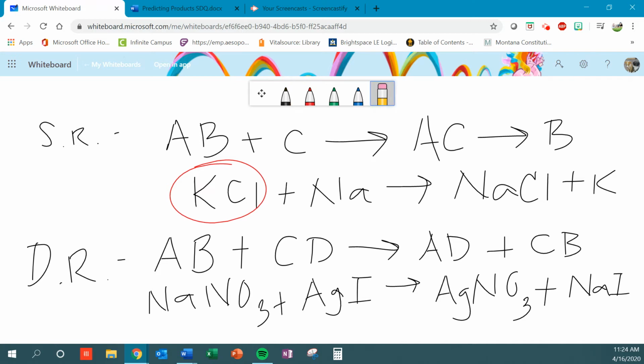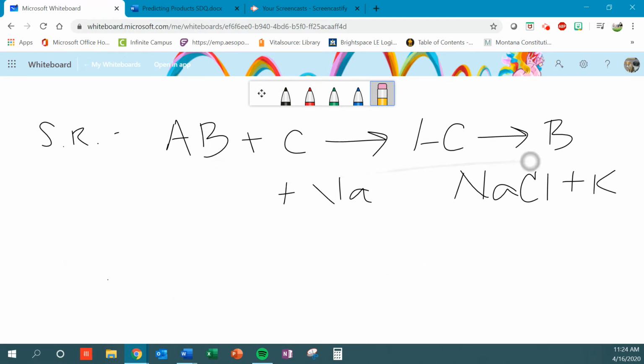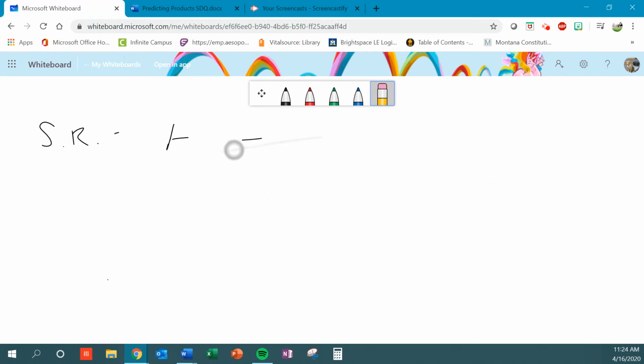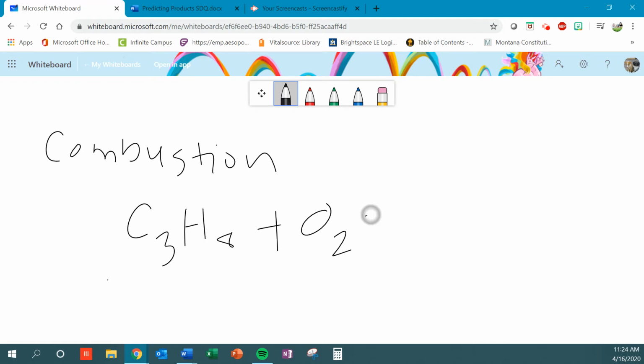Oh, there's one more that we need to actually talk about that doesn't get talked about as often, but it's combustion. And combustion's really actually quite easy because it's basically just any carbon-based molecule. So combustion, any carbon-based molecule. So maybe C3H8 plus oxygen gas. Okay, because fire always needs oxygen to burn. And so that has to be part of one of the reactants. Will always, always, always produce carbon dioxide and water.